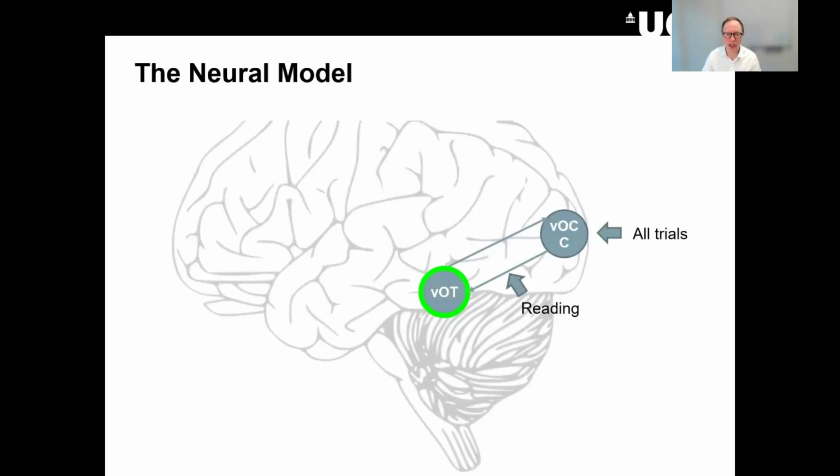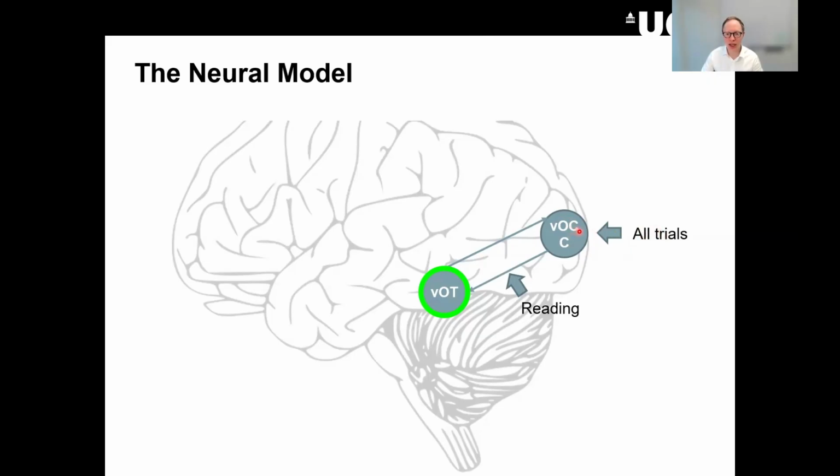So remember our language network. Let's reduce it down to just two brain regions. Ventral occipital cortex, where every time there's a trial, every time there are three words displayed on the scanner screen, you get a drive coming into occipital cortex.